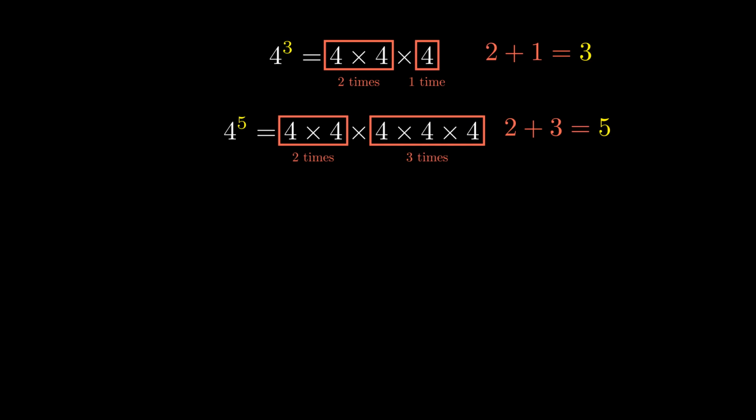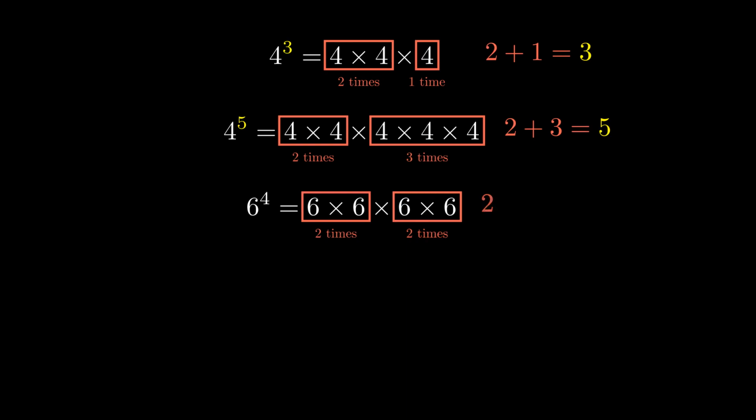And 6 to the 4 is going to have how many sixes? 4. We have 6 2 times and 2 times again. And so 2 times plus 2 times is 4 times. So we can see that we can break the exponents up into smaller exponents.